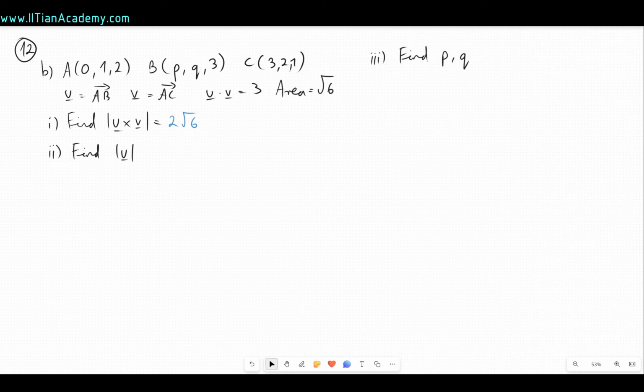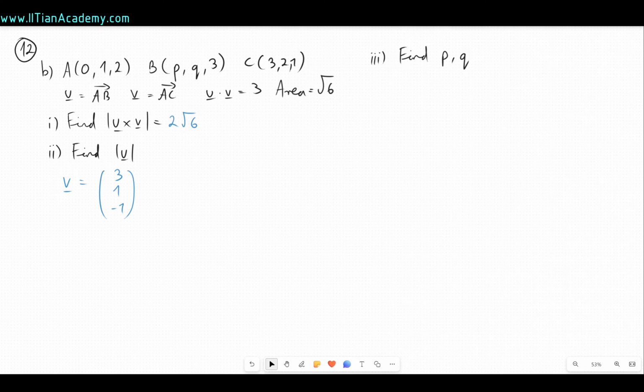Now this will be a little bit harder, so we need to solve some systems of equations here in the next part as well. So what we need to do, firstly, is define what the vector v is, because we know the coordinates of A and C. It's from A to C, so we do the coordinates of C minus the coordinates of A. So this will be 3 minus 0 is 3, 2 minus 1 is 1, 1 minus 2 is minus 1. And with this, we can find the magnitude of v, right?